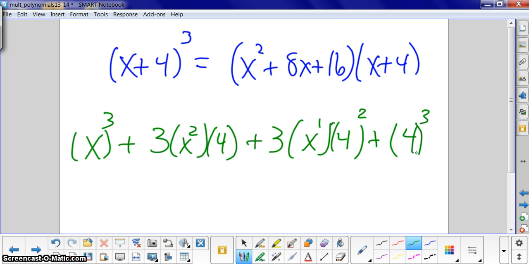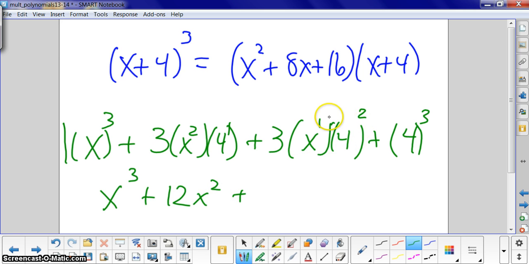So now if I clean this up, and wait before I do, I have 1x cubed, 4 to the 0, plus 3x squared, 4 to the 1, plus 3x to the 1, 4 squared, plus 1, x to the 0, 4 to the 3. So the pattern tells me I end up with x cubed. See, 4 to the first is 4 times 3, 12x squared.